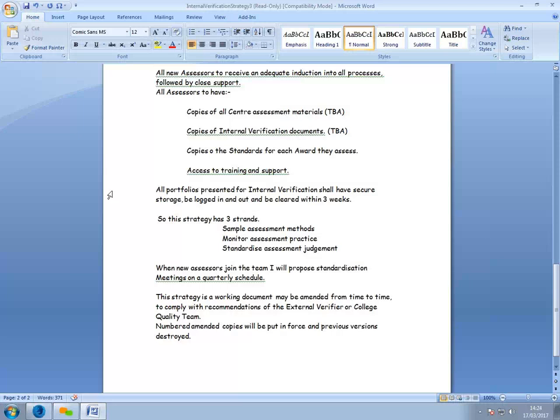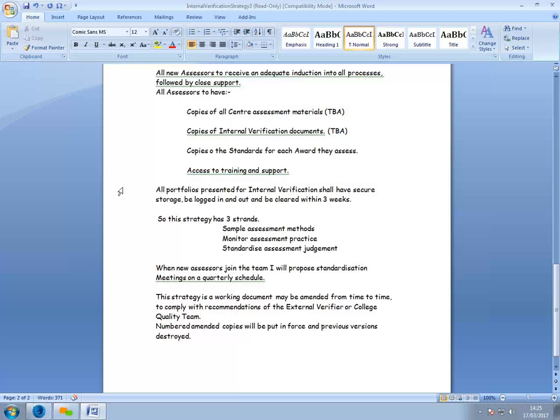All portfolios presented for internal verification shall have secure storage, be logged in and out, and cleared within 3 weeks. That is the paper-based ones. There has to be some sort of time limit and some sort of control over where the material is and who's got access to it. So this strategy has 3 strands: sample assessment, monitor assessment practice, standardised assessment judgment. When new assessors join the team, propose standardisation on a qualification.